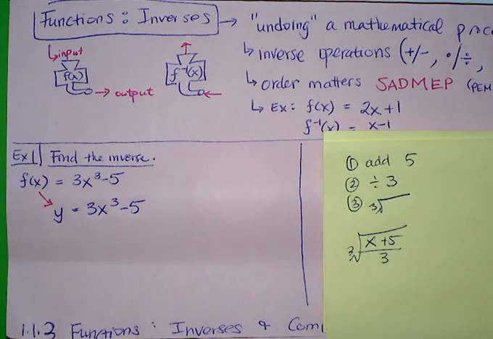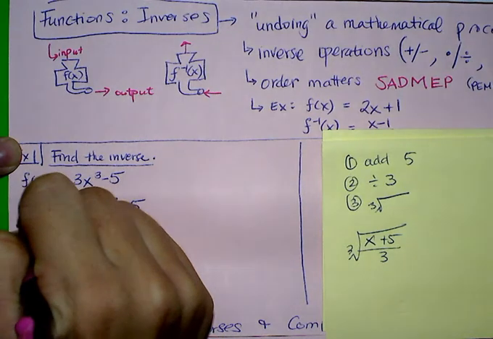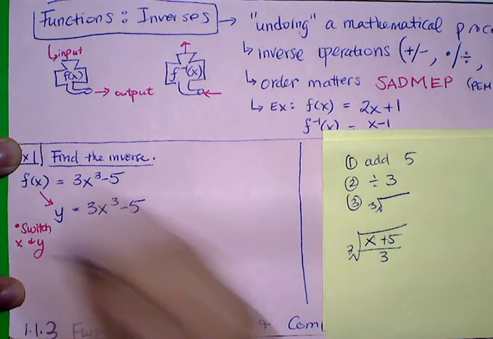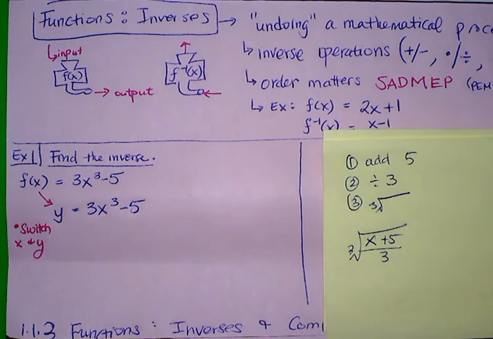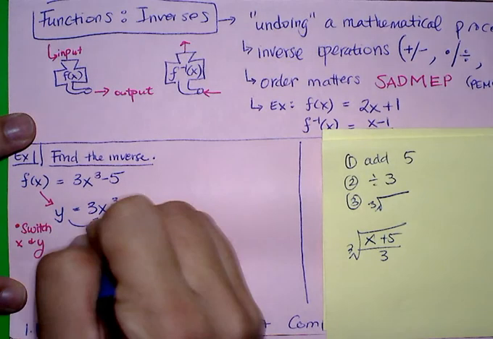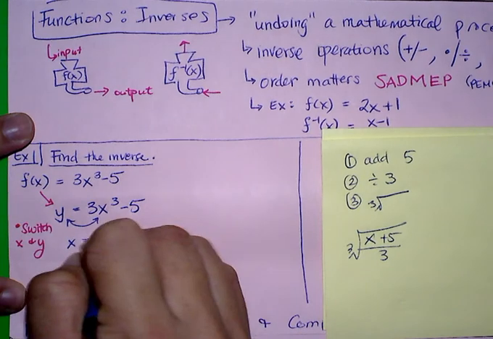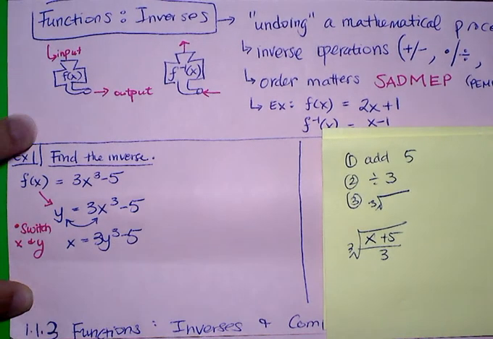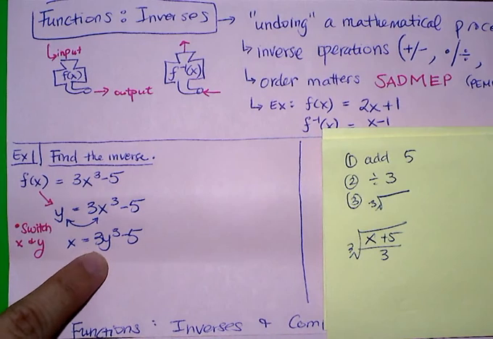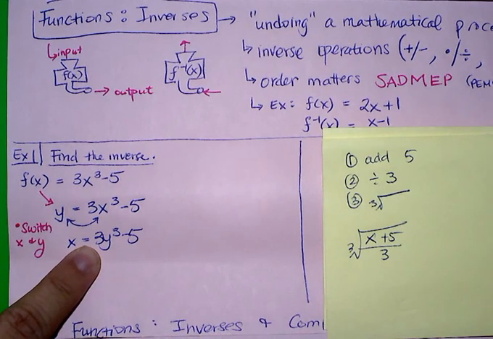But in the inverse function, the input and the output should switch, right? Why are we switching? Because in the inverse function, the x and the y, the input and the output, should switch. So step 1, switch the x and the y. You get me? Remember that? So let's switch. So x equals 3y cubed minus 5. Right here, we already found the inverse function. So in a way, we're done.